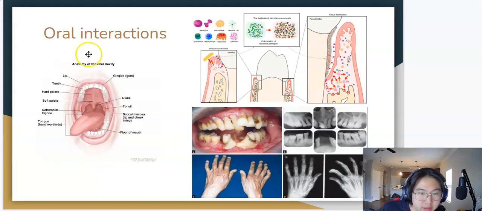So here I'll be showing the oral interaction. On the left-hand side, we have the anatomy of the oral cavity, but our main focus will be the gingiva, which is the gum, and the teeth that are encased by it. We know that the oral cavity is the second most diverse microbiome of the body, and it's primarily composed of bacteria such as Streptococcus mutans, Porphyromonas gingivalis, Staphylococcus, and Lactobacillus. The main one we'll be looking at today is Streptococcus mutans, which is one of the main components of the microbiota, as well as the cause of plaque.